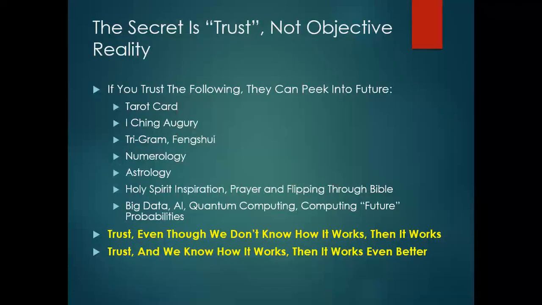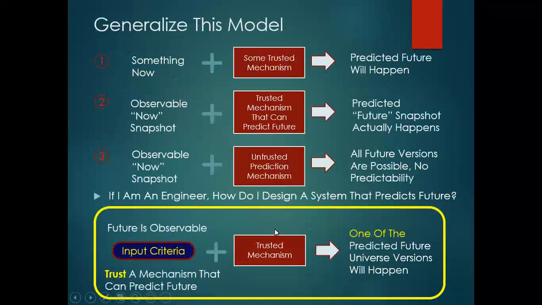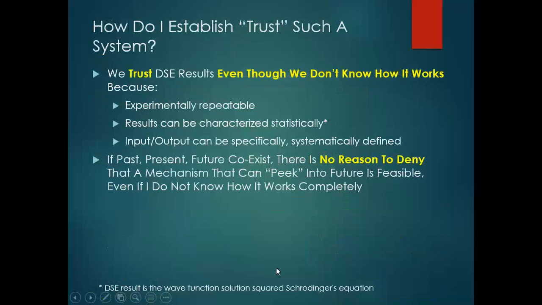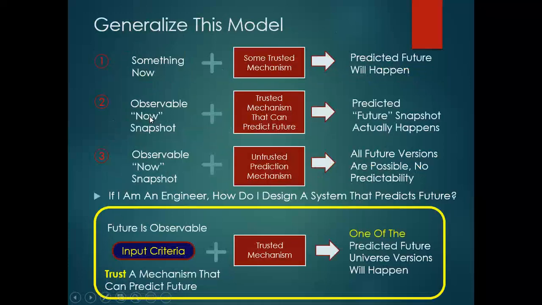Okay, so let me recap this very important concept. As long as you have a trusted mechanism where your trust was obtained by repeatable experiment, where results can be characterized statistically and input-output can be specifically, systematically defined, if you attain the trust through those criteria, that's called a trusted system, then you can have some current input of now, and you will have some kind of capability to predict the future.